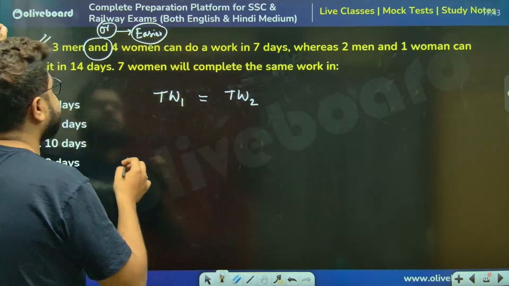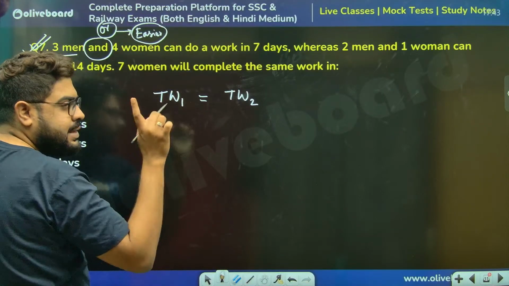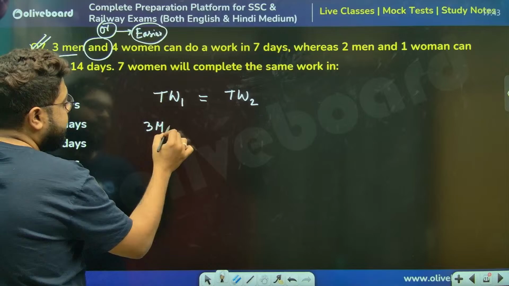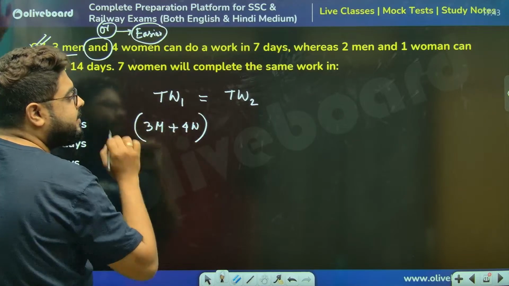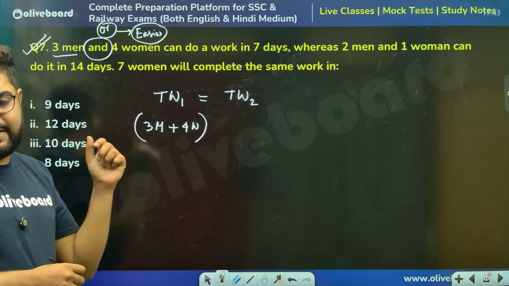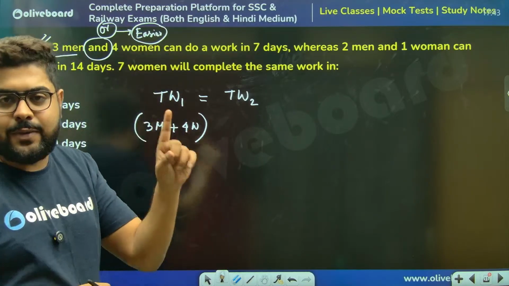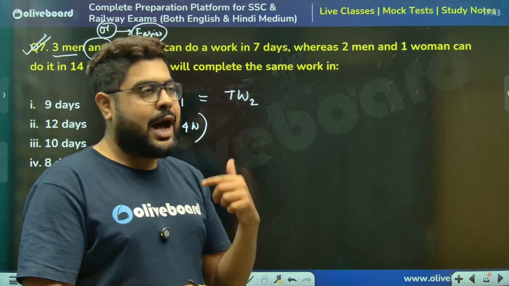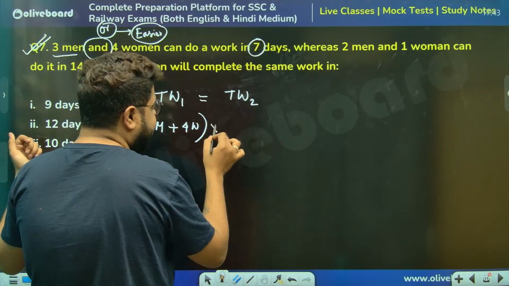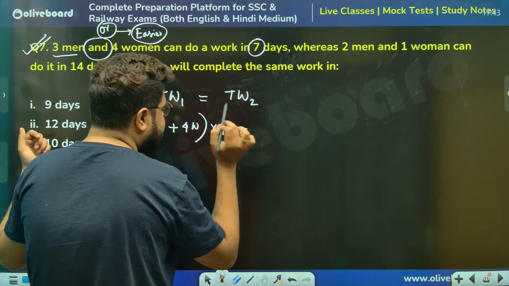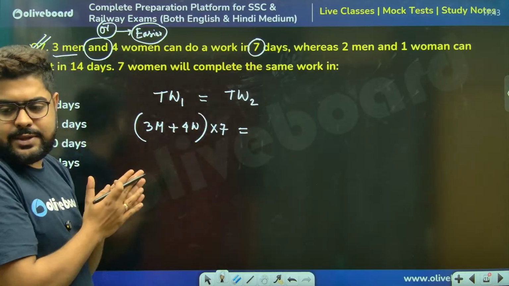So total work, sir, 3 men, I'm taking 3M. Every man is M, efficiency. Plus 4 women efficiency, sir, 4W. And means I've given plus. That means this much work they are doing. 3 men and 4 women, they are doing in 1 day, sir. How many days they are working? Can do the work in 7 days. That means 7 days. So into 7 is your total work, sir. This is in 1 day into 7 days. That is total work, sir.